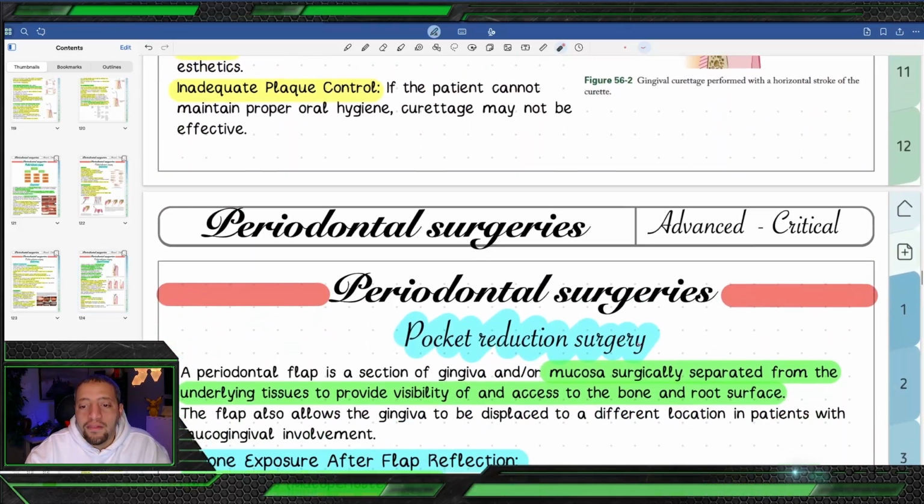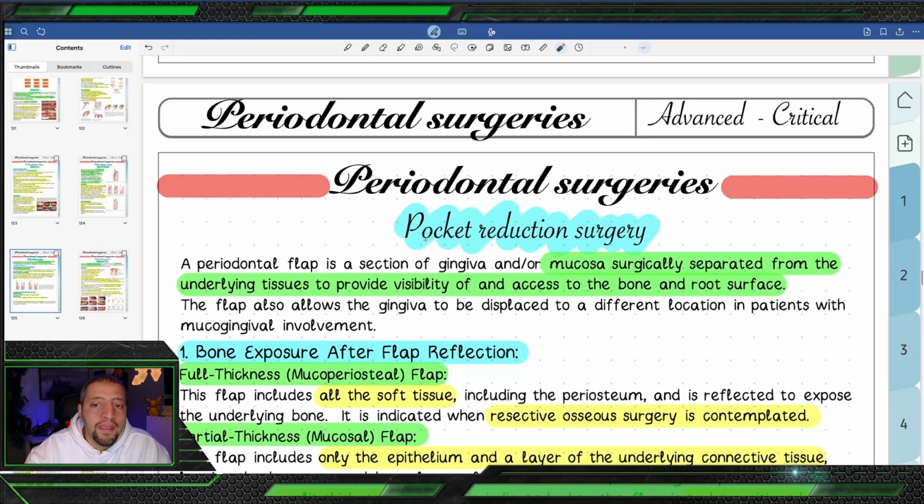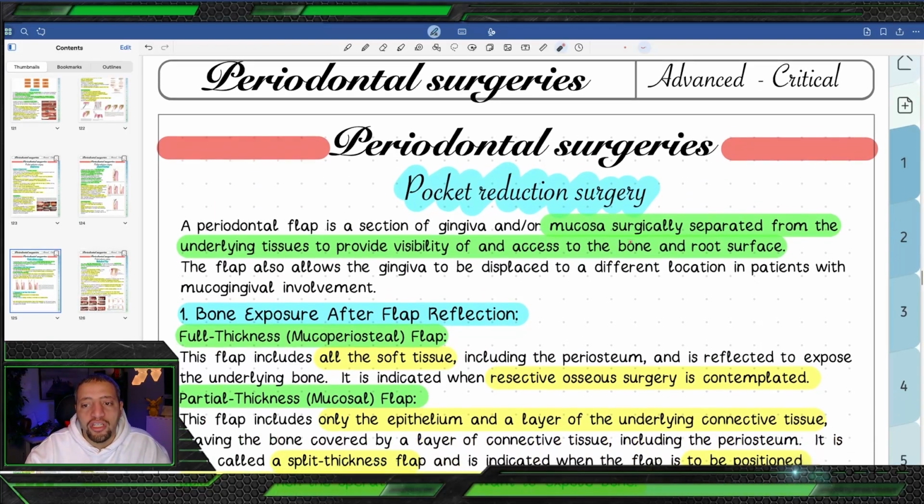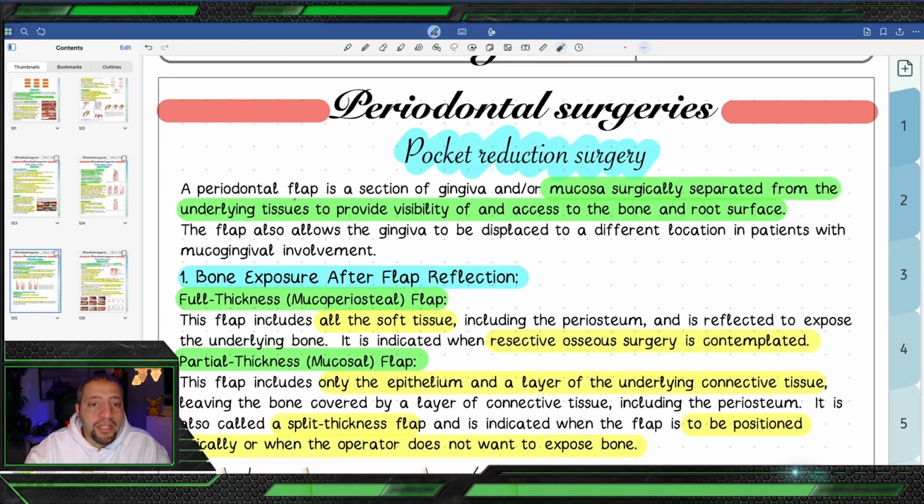Okay, so this is the first one. Then moving to the pocket reduction surgery. In this one, periodontal flap is done. In the periodontal flap, a section of gingiva and/or mucosa is surgically separated from the underlying tissue to provide visibility and access to the bone and the root surface.